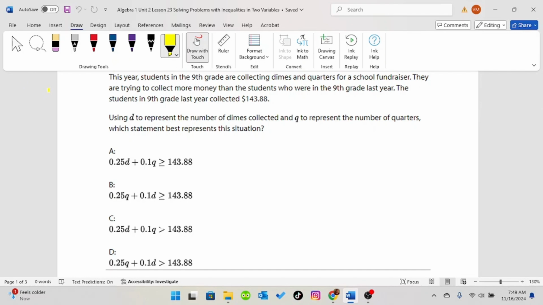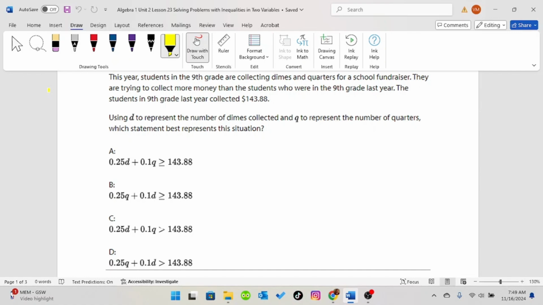Our first practice problem. This year, students in the 9th grade are collecting dimes and quarters for a school fundraiser. They are trying to collect more money than the students who were in the 9th grade last year. The students in 9th grade last year collected $143.88. Using D to represent the number of dimes collected and Q to represent the number of quarters, which statement best represents this situation?